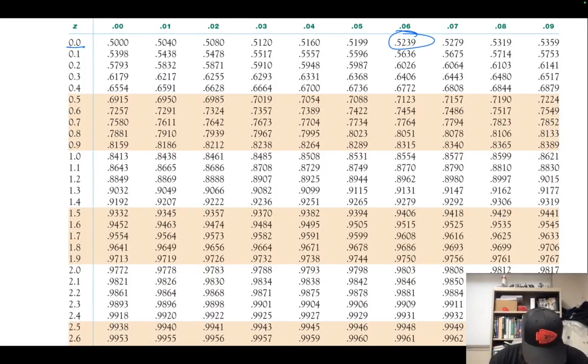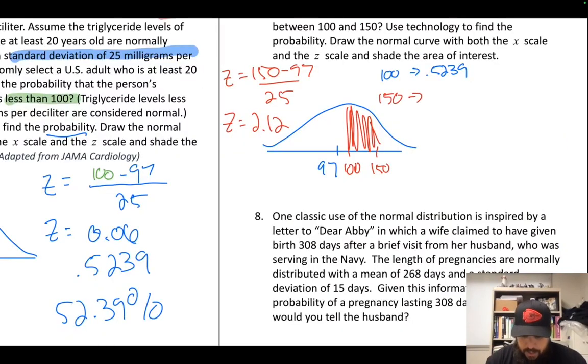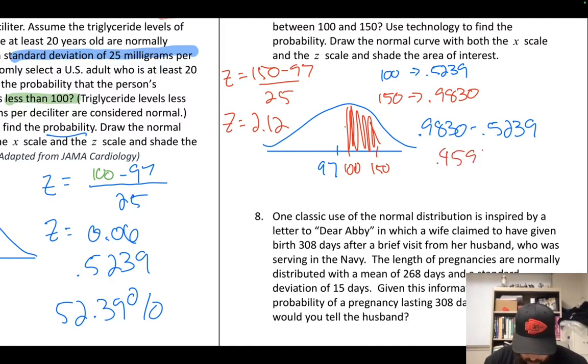Okay, so 2.12, so 0.9830. So our value of 150 gave us a percent of 0.9830. And we want the in-between, right? So we're going to take the 150, which is this, plus that amount, and then the 100, which was just this amount. And if we subtract the 100 from the 150, that'll give us the in-between. So 0.9830 minus 0.5239. And so that'll give us an in-between percent of 0.4591 or 45.91%. So the probability of levels being between 100 and 150 is 45.91%.